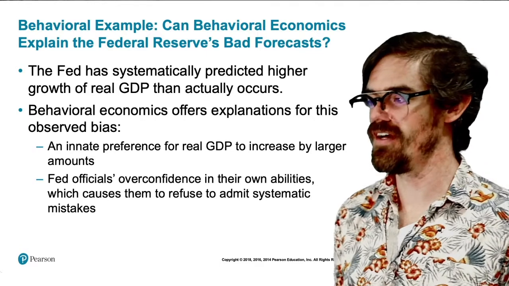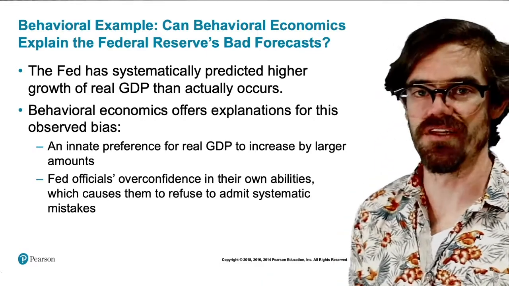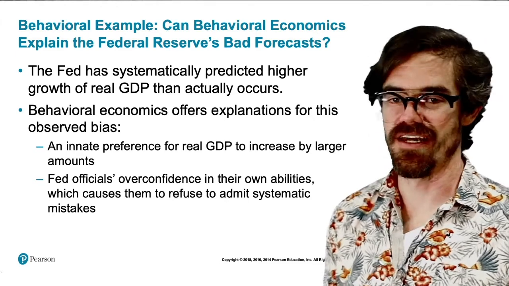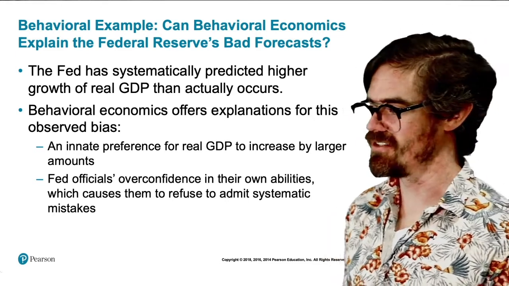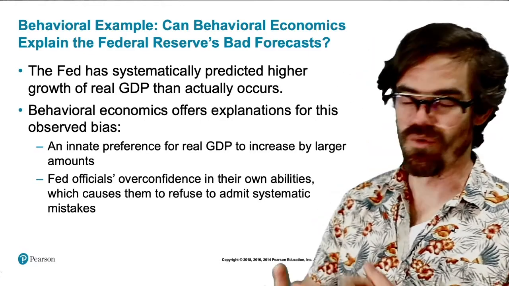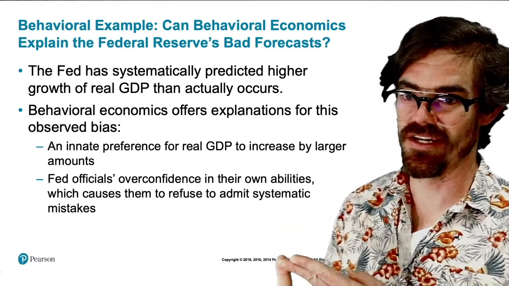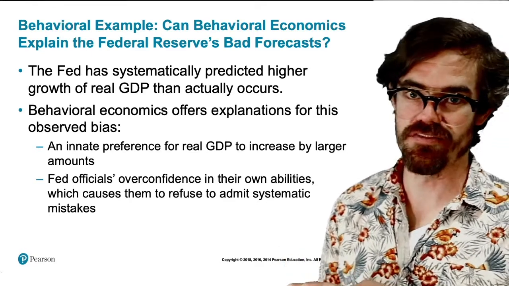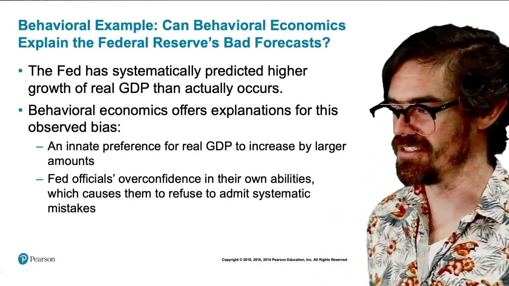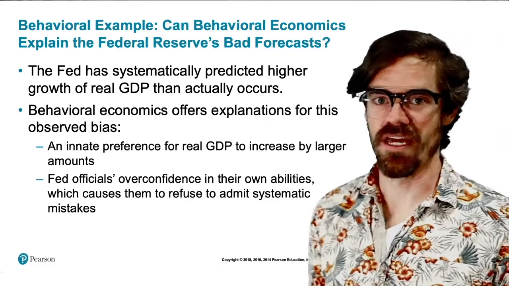But also, Fed officials' overconfidence in their own abilities, which causes them to refuse to admit systemic mistakes. Okay, so some behavioral biases going on at the Fed. They want higher real GDP, so that's what they predict, and they are overconfident about their abilities to predict these things. Pretty interesting. Maybe we need more behavioral economists.